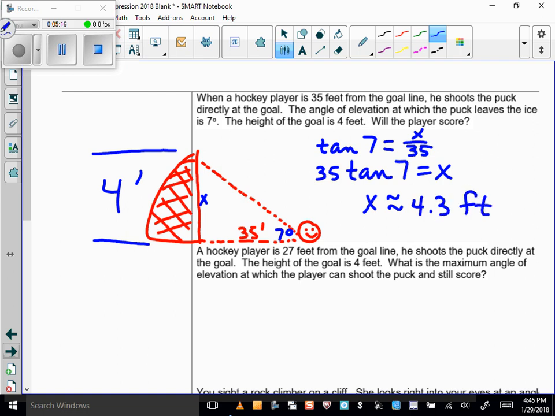So what is that telling me? Is he going to score or he's not going to score? Well, what's going to happen is if x is 4.3 feet, that's about 4.3 feet. So nope, no score. His angle of elevation was too large.